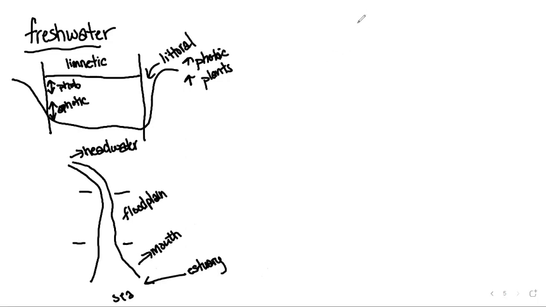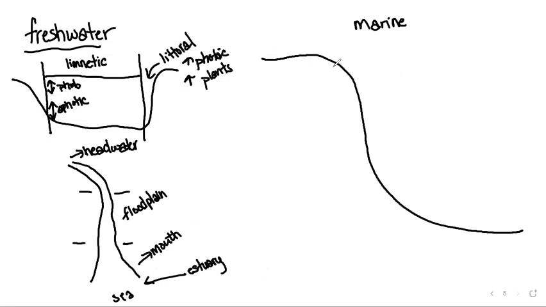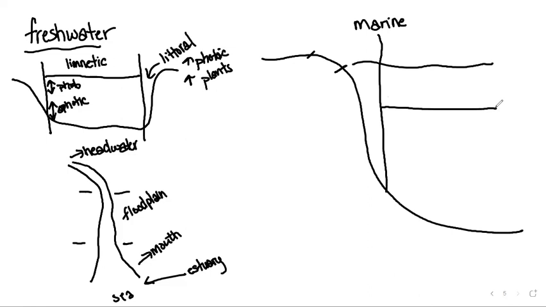Okay. With marine ecosystems, we're looking specifically at the ocean, right? So we have, trying to draw this the best way that we can work with it. So in a marine ecosystem, you have, of course, the open ocean. And then you have that coastal area. The coastal area that we typically deal with is this intertidal zone.